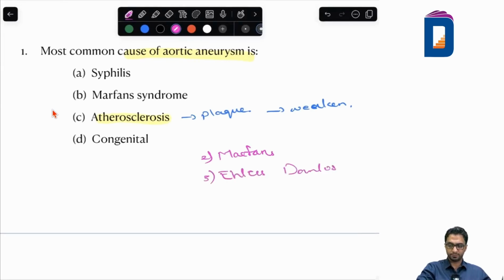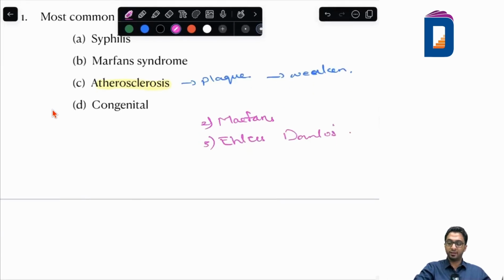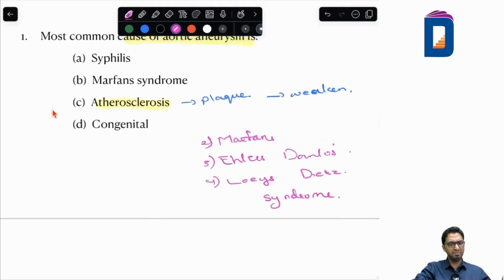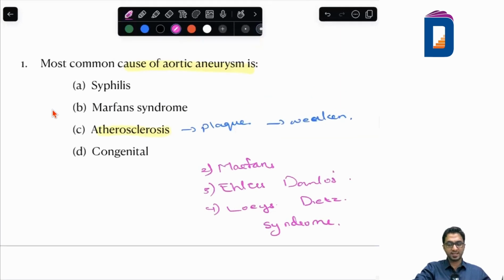Ehlers-Danlos is also there. And one more additional lesion, if you need to remember, is Loeys-Dietz syndrome. One of the options, I think, when we discussed on WhatsApp, is it. Loeys-Dietz syndrome, Ehlers-Danlos and Marfan's. The other one was MET, so that was more into trauma and Turner's. The most common was hypertension for dissection.